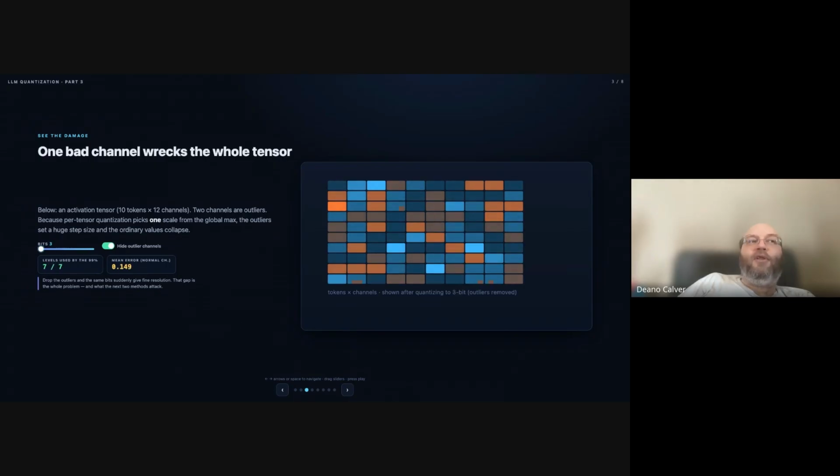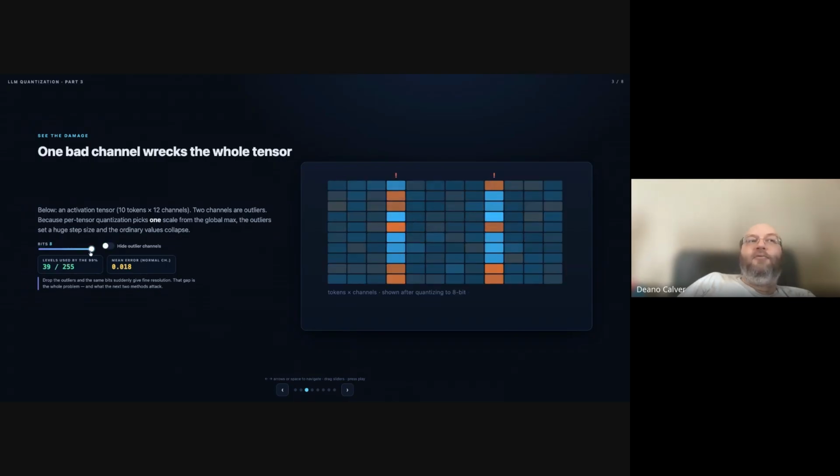Yes, there's obviously some loss, but then you show that these two channels, which are tokens essentially, just decimate all the other data. So it's not just that they affect what you're doing, they affect all the stuff prior as well.